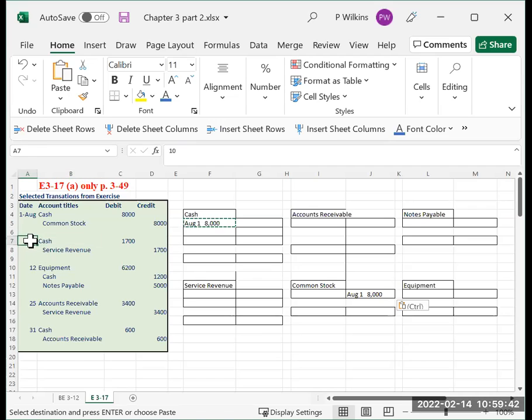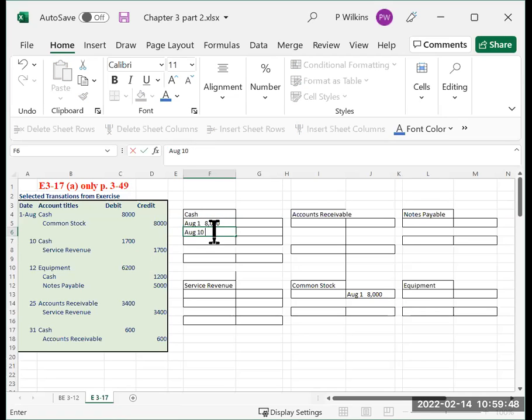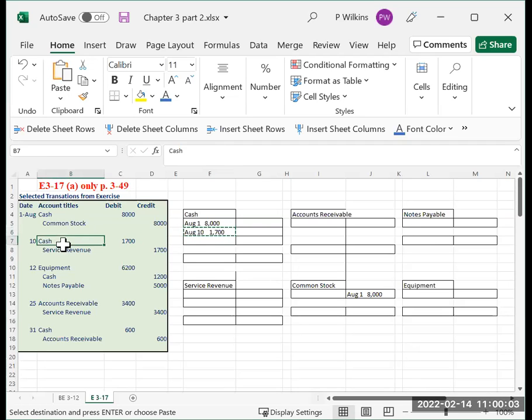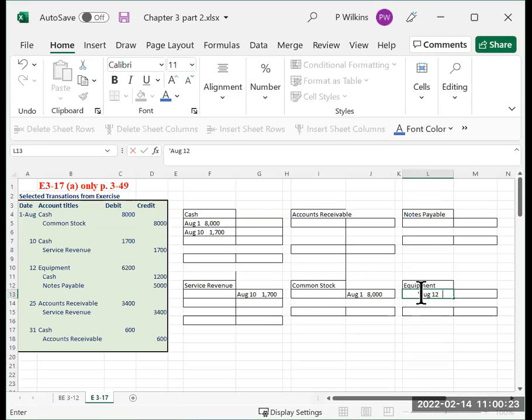Next one, August 10th. We're going to debit cash $1,700. We are then going to go to service revenue. We're going to credit service revenue $1,700. So we go to the credit side on service revenue, August 10th, we credit it $1,700. Okay, go to the next one. August 12th, we're going to debit equipment $6,200. So August 12th, we're debiting equipment $6,200.